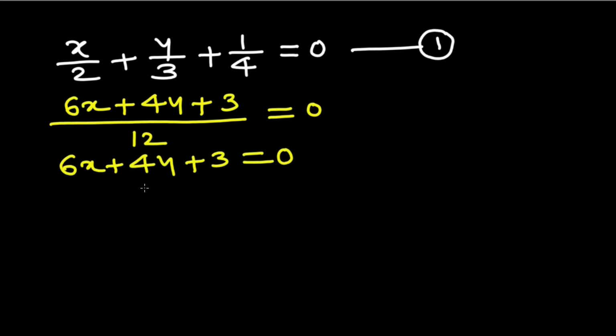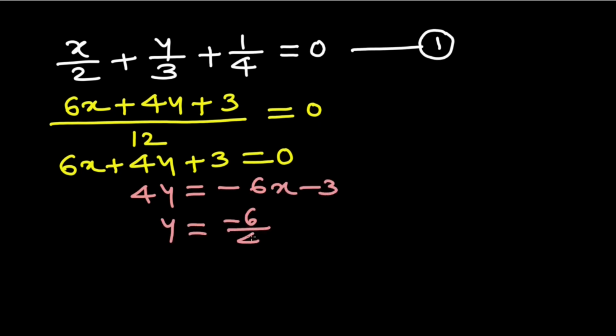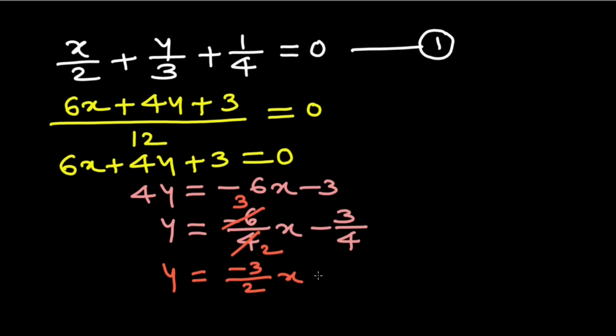We write this as 4y equals minus 6x minus 3. Y will be minus 6 by 4 x minus 3 by 4. 2 2s are 4, 2 3s are 6. So it will be y equals minus 3 by 2 x minus 3 by 4. This minus 3 by 2 will be the slope of this equation.